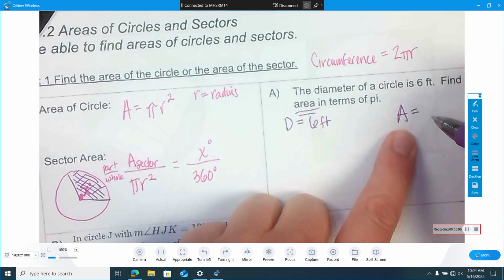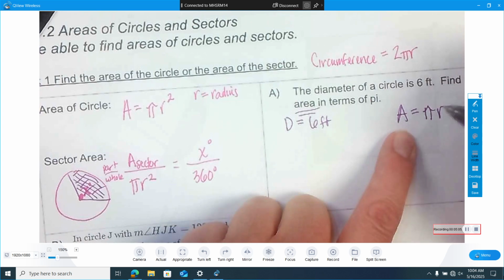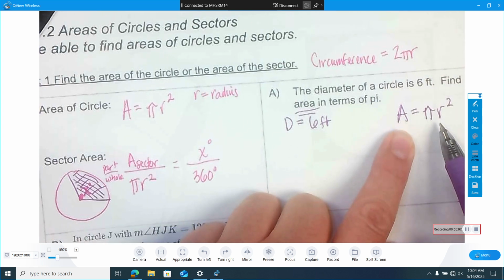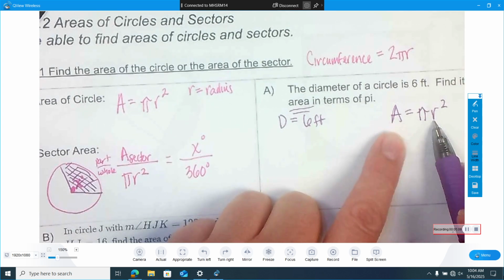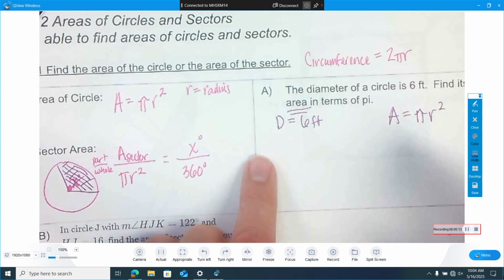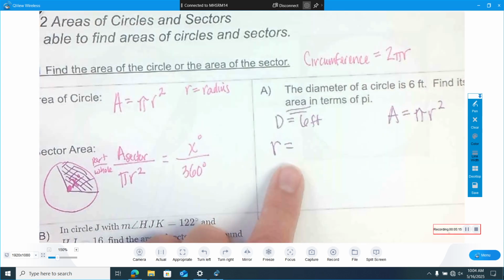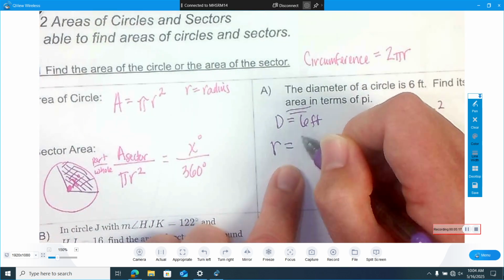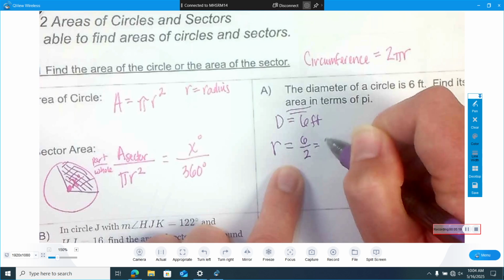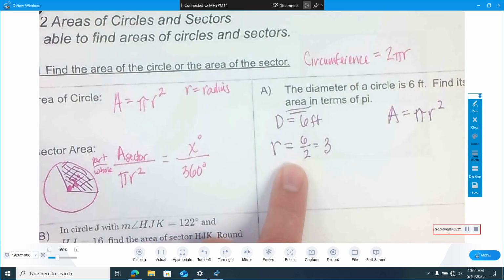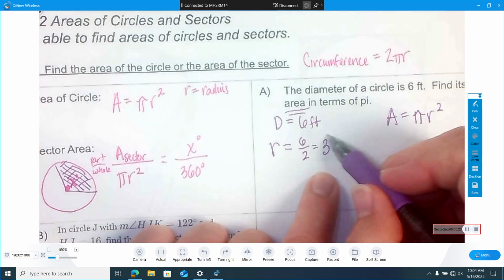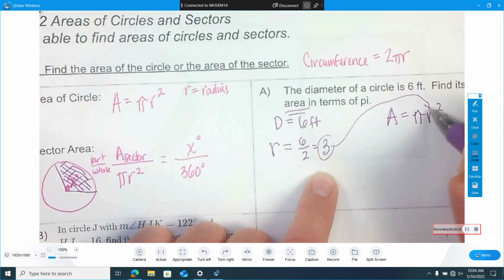What's my formula for area? Pi r squared, very good. And there's no d in this formula for area. What do we need to do? Yeah, find the radius. What is the radius? 3. How do we get 3? Divide it by 2. So we get the radius is 3. And all I need to do then is take that radius and plug it into our formula. So pi times 3 squared.